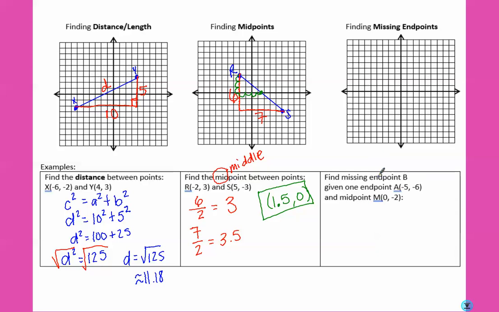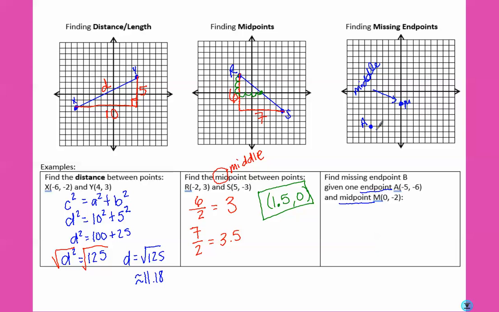Now in our third example, find the missing endpoint given one endpoint and one midpoint. So we already know the middle. So let's plot these. A is -5, -6. And M is 0, -2. So we already know that that is the middle.